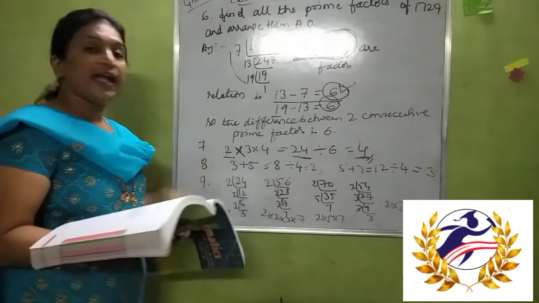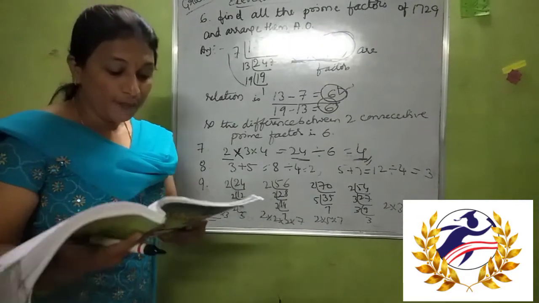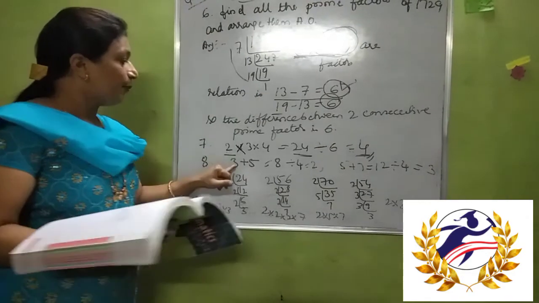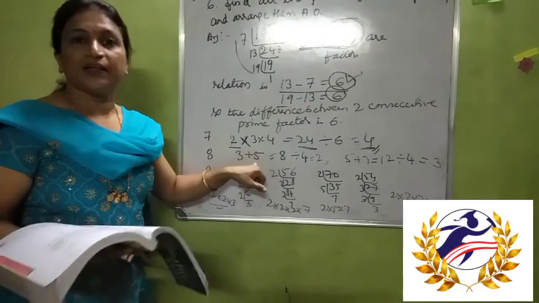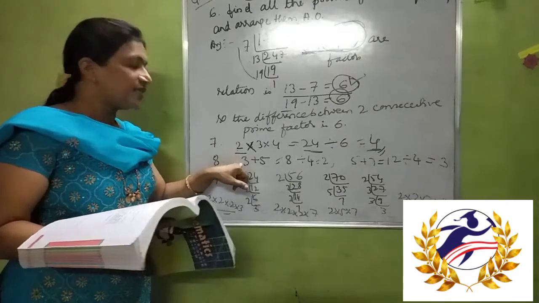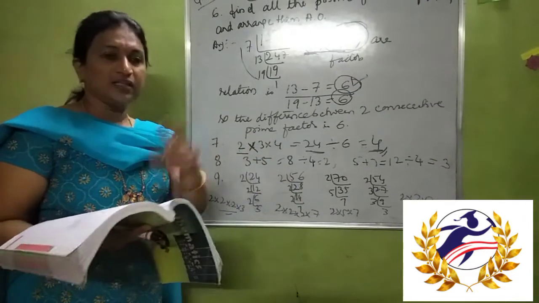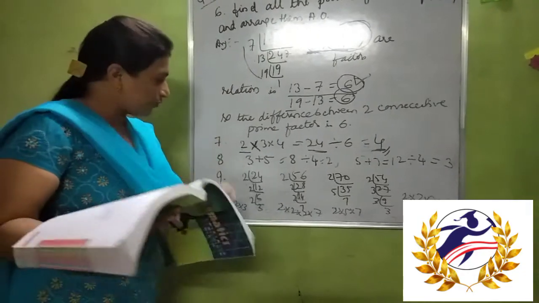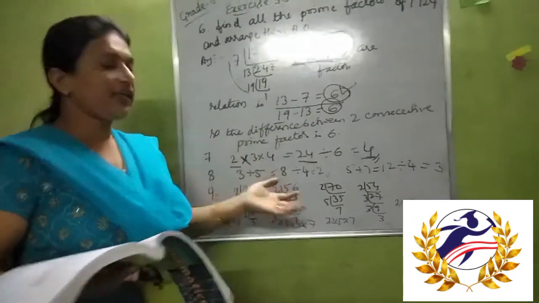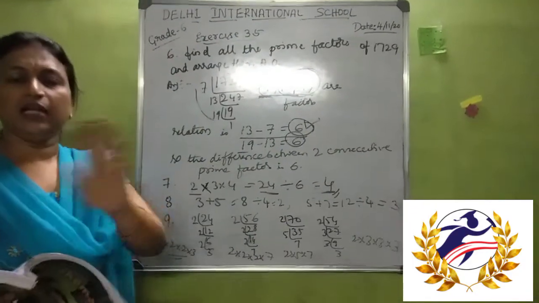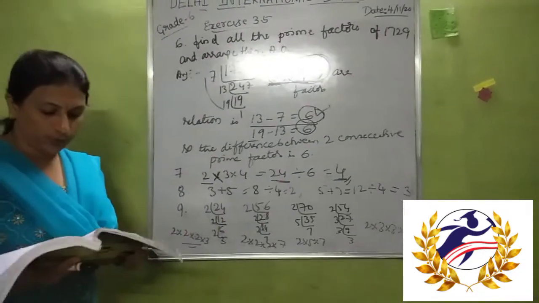So next is the 8th problem. The sum of 2 consecutive odd numbers. Here they have asked the sum of 2 consecutive odd numbers. That's why I should take 2 odd numbers. So that is 3 and 5, the odd numbers. That is consecutive, that is neighboring odd numbers. So that's why I took 3 and 5. You may take 5 and 7, or 9 and 11, or 11 and 13. Like that, 2 consecutive odd numbers should be taken.